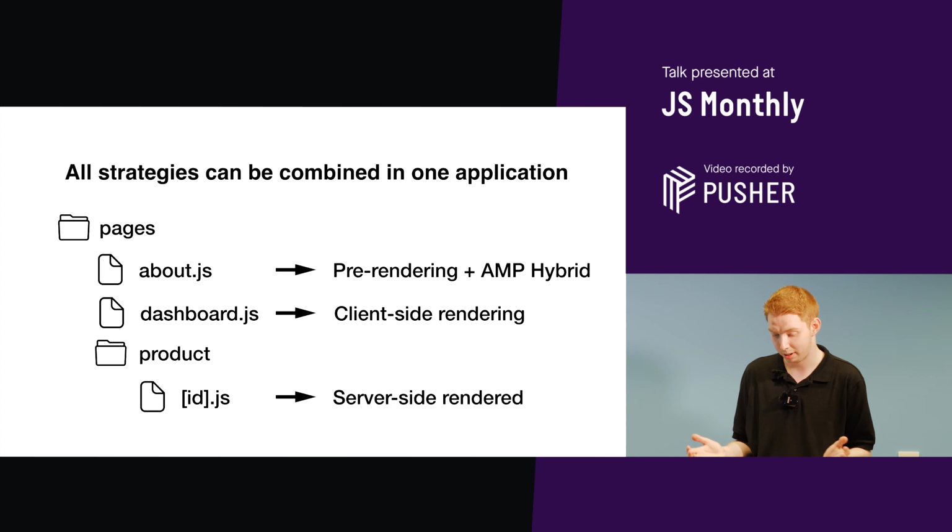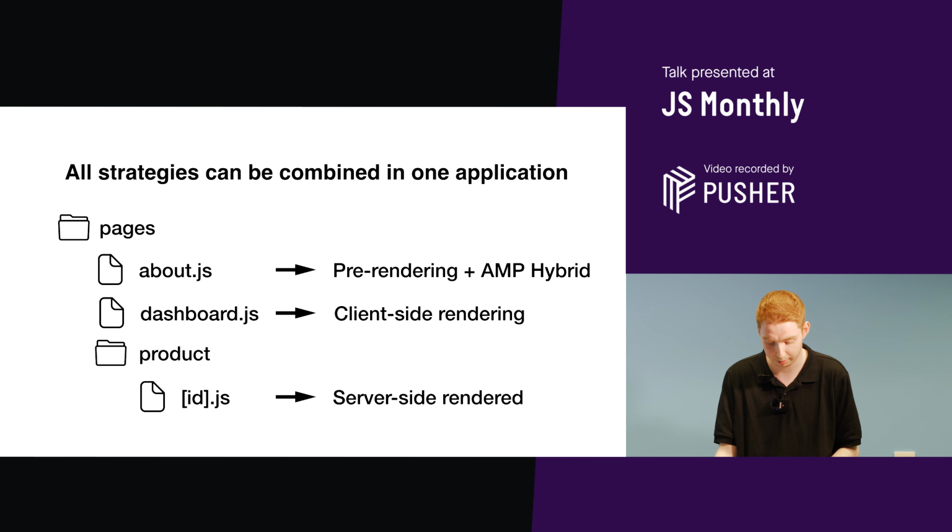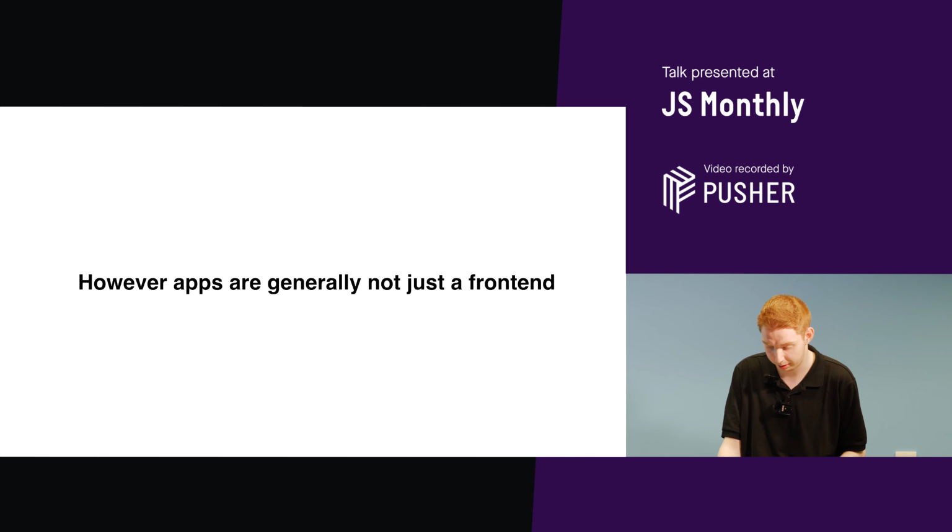And to go back on the whole strategies a bit, all these strategies can be combined. So the about.js could be pre-rendered to HTML plus hybrid AMP. Then the dashboard can be completely client-side rendered. And your product ID can be server-side rendered. And this can all be in the same app. So you're building this one app that has all these different rendering methods. So you basically don't need multiple frameworks to do these different methods of rendering. So it's unified in a single framework. And it works for websites and web applications, basically. And it allows you to build truly hybrid applications.